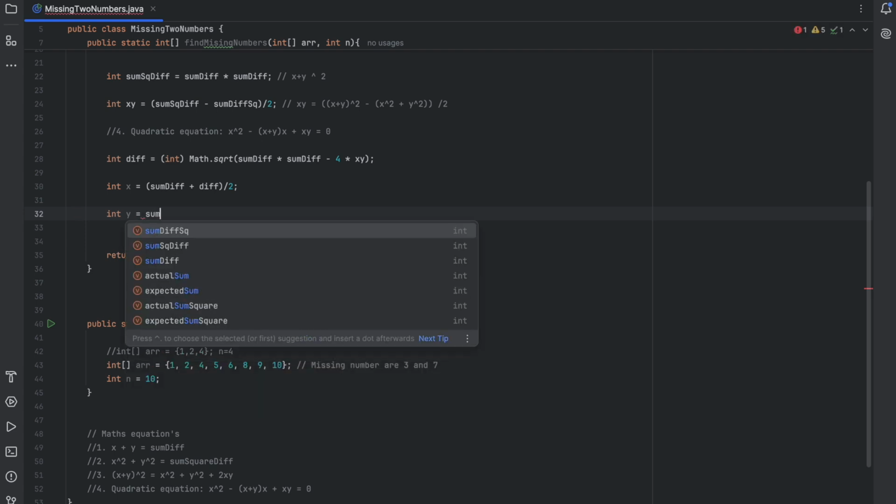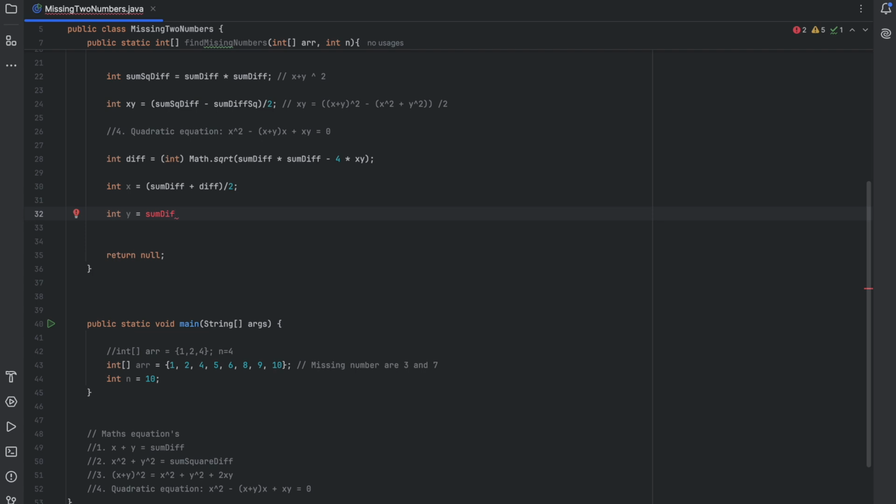I think we need sum difference minus x. When we get our x, we can get our y. That is quite simple. Now we are going to return both the values, a new integer array with values x, y.